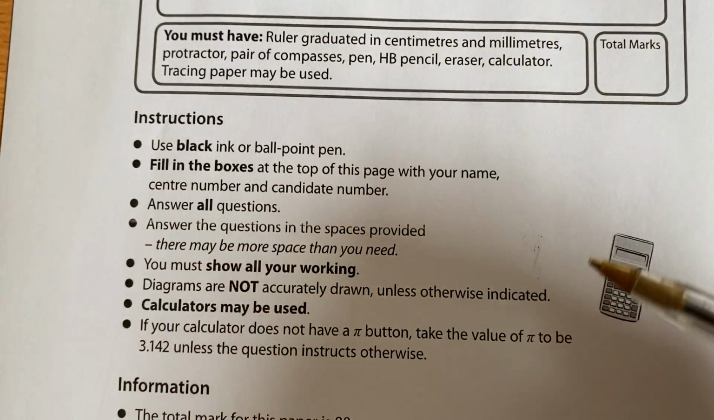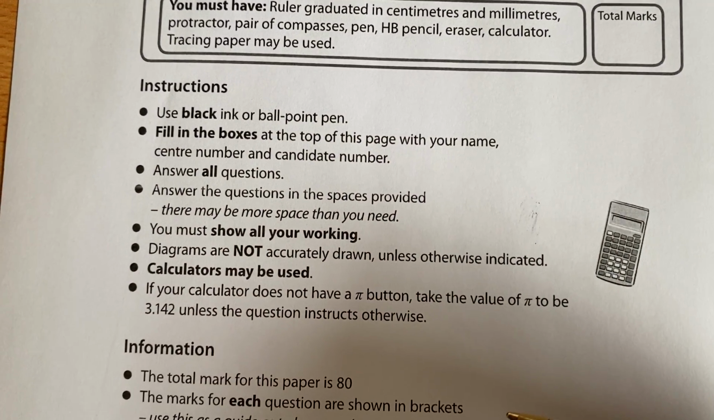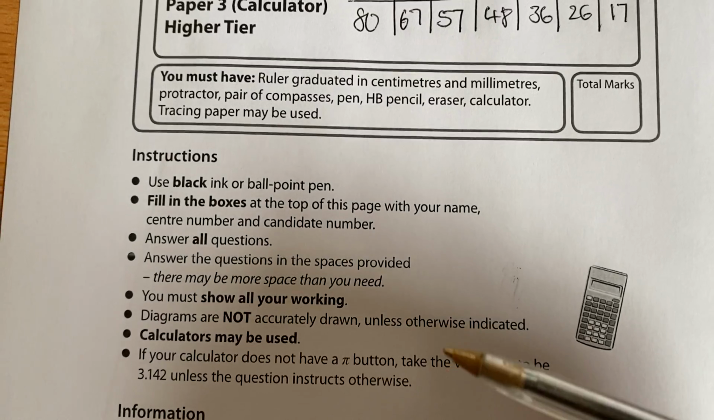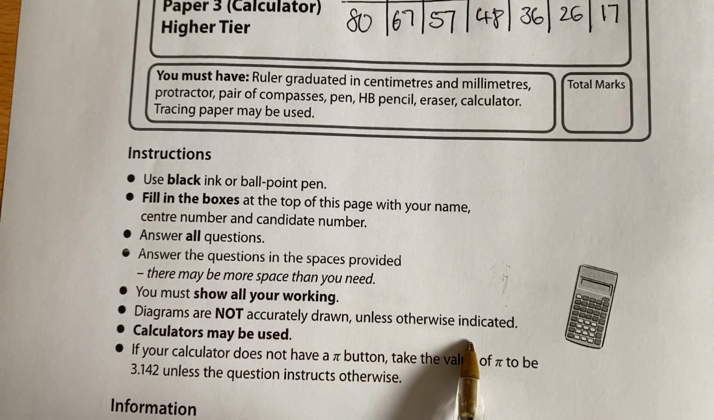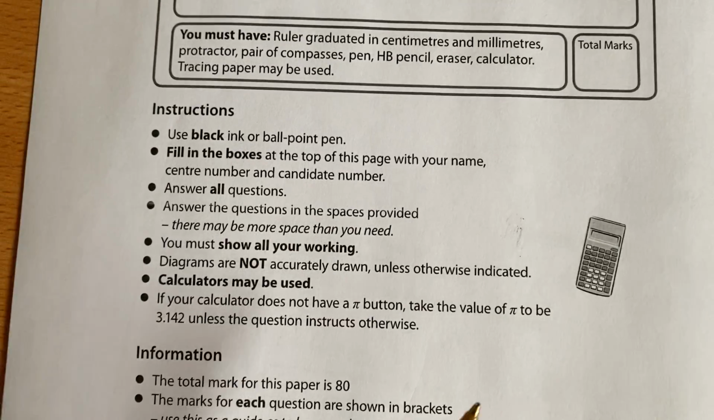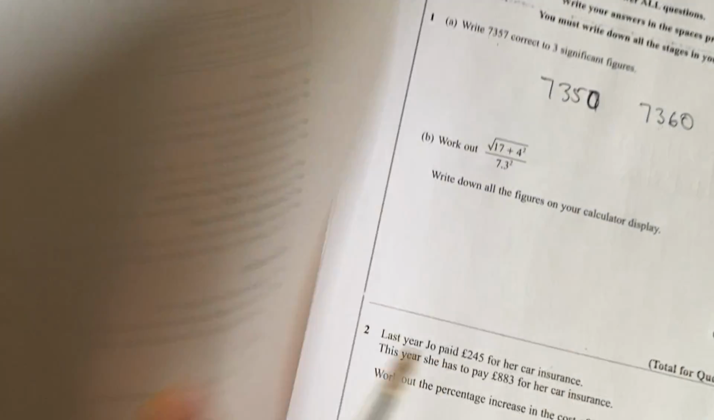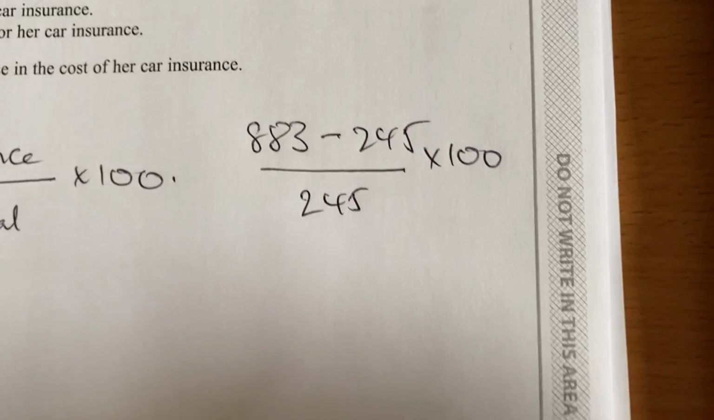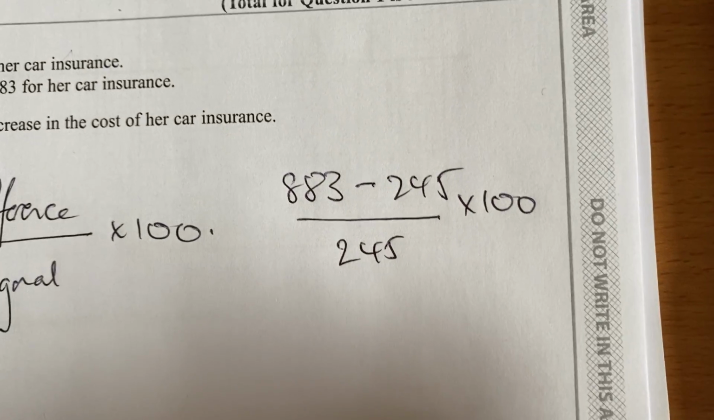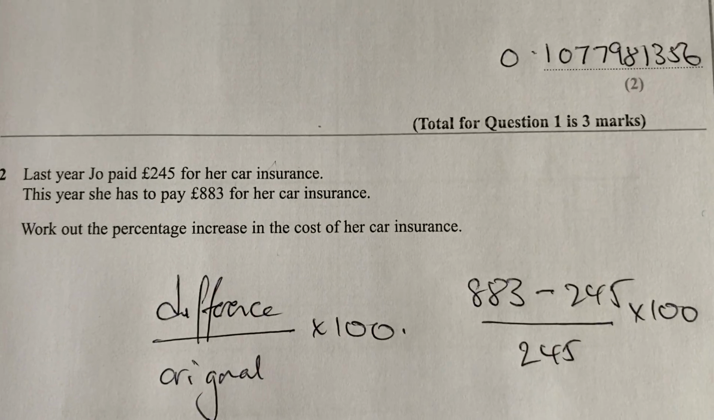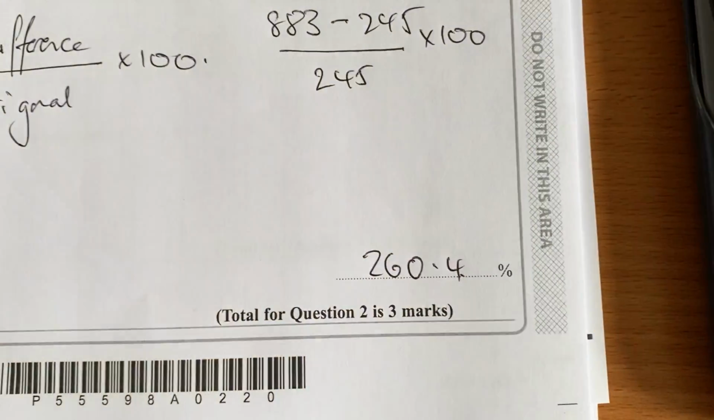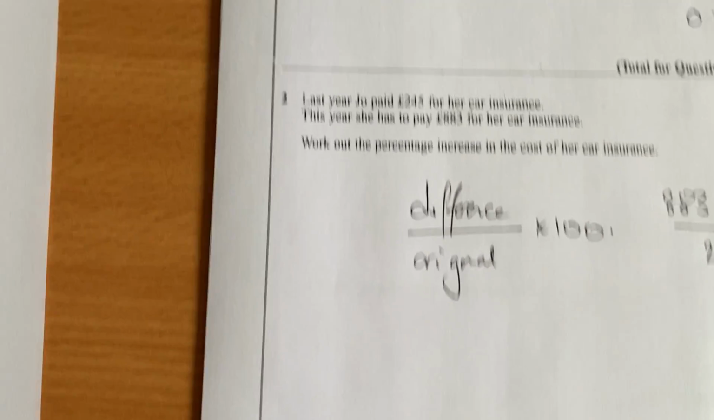And they're not asking for the degree of accuracy. If we look here, does it say anything about degrees of accuracy? I can't see anything here. So unless otherwise indicated, I'm free now to say that's 260.4%. I could go to 260. It's not asking it, so I'm just going to be absolutely safe and go to that point there. Right, that's questions 1 and 2.